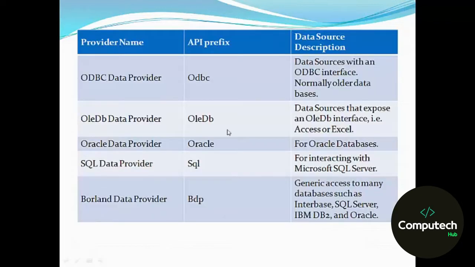So these are the various provider names and which API prefix is used for a particular provider. There are various providers like ODBC, OLEDB, Oracle Data Provider, SQL Data Provider, and Borland Data Provider. And these are the various prefixes used to access the APIs for these providers.